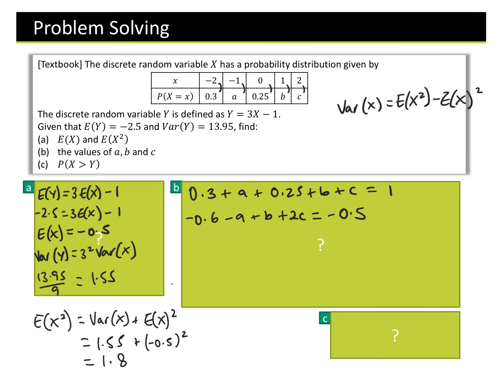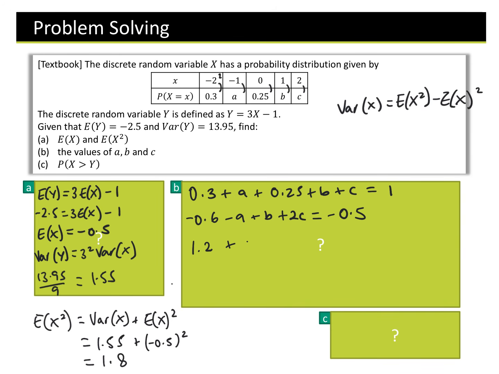We also know how to work out our expected value of x squared, and we worked that out. That was 1.8. And how do we do that? We do it by doing minus 2, squaring it, and then multiplying it by 0.3. So 4 times 0.3 is 1.2.